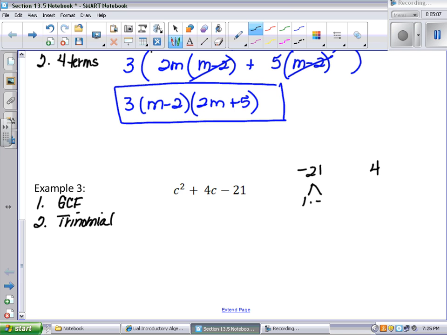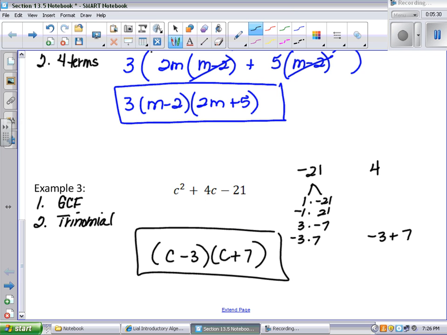So 1 times negative 21, or negative 1 times 21. 3 times negative 7, or negative 3 times 7. And that last combination is going to do it for us, negative 3 plus 7. So when we factor our trinomial, we're going to have c minus 3 times c plus 7. And our trinomial is factored.